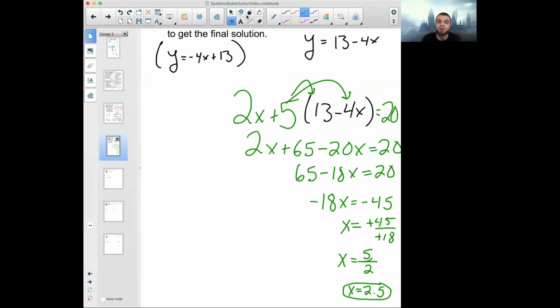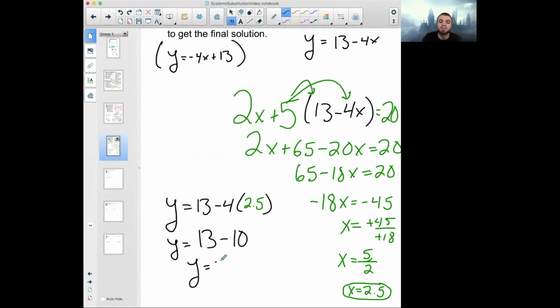Okay, so now to get y, we're going to go back to our original equation. We're going to go y equals 13 minus 4x. And now that we know what x is, it's 2.5. We can plug in that 2.5. Okay, so 2.5 times 4 is 10, meaning y is equal to 3.